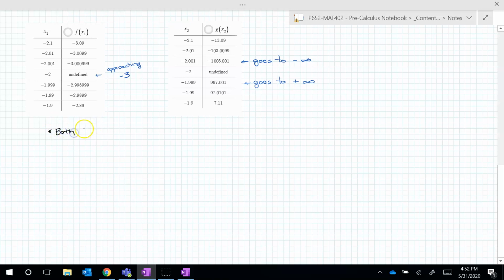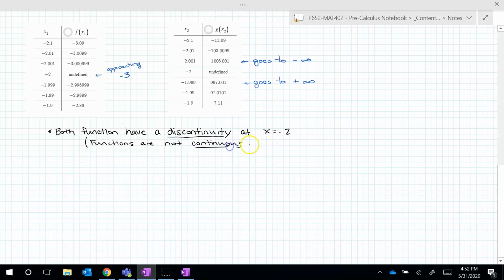Both functions, f and g, have what is called a discontinuity at that point where x equals negative 2. Another way you can say this is that the functions themselves are not continuous at x equals negative 2, at that specific point.